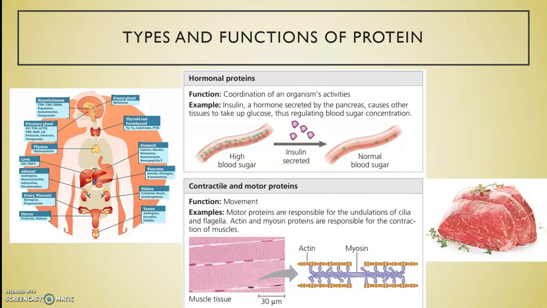So, other functions of protein. The next one is for movement. Yung muscles natin is the very good example for this function, for movement. Motor proteins are responsible for the undulation of cilia and flagella. Actin and myosin proteins are responsible for the contraction of muscle. So, sa bawat galaw natin, ang nagko-contract doon at gumagalaw ay itong si actin at si myosin. Nandun nga sa mga muscles natin, doon sa meat ng proteins.